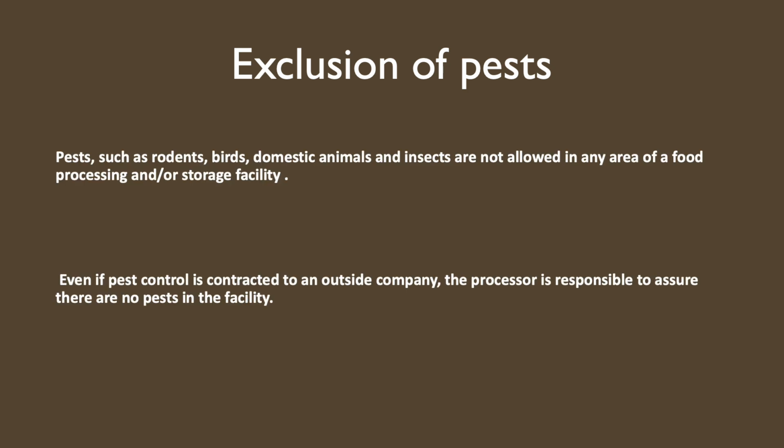Pests such as rodents, birds, domestic animals, and insects are not allowed in any area of the food processing and/or storage facility. Even if pest control is contracted to an outside company, the processor is ultimately responsible to ensure there are no pests in the facility. Your contractor failed. You're still responsible.